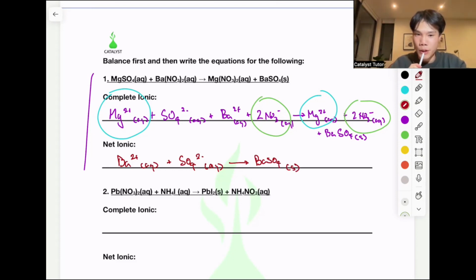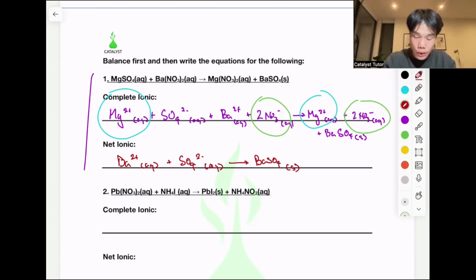Yeah. So this is what I've come up with at the end of it. For the complete ionic, we're breaking everything that is aqueous apart into its ions. So we've broken magnesium and sulfate, barium and nitrate, and then in the products, magnesium and nitrate, but we leave barium sulfate as a solid because that will not exist as ions.